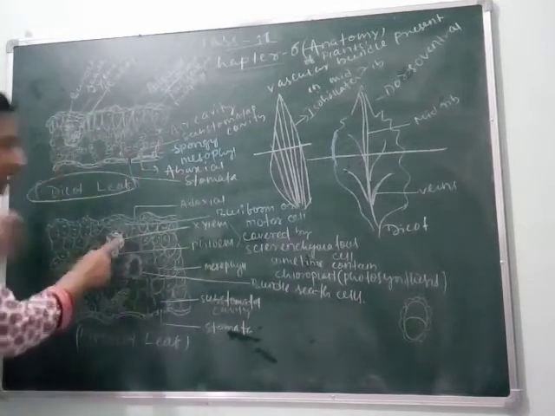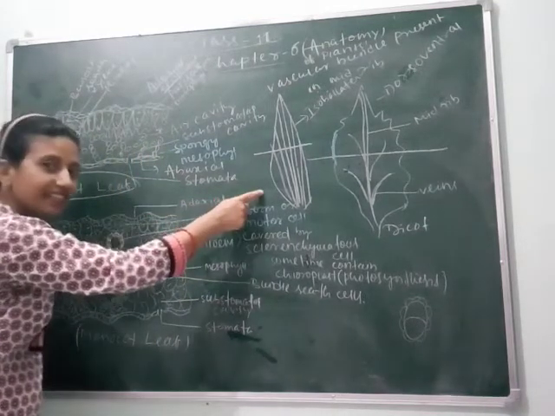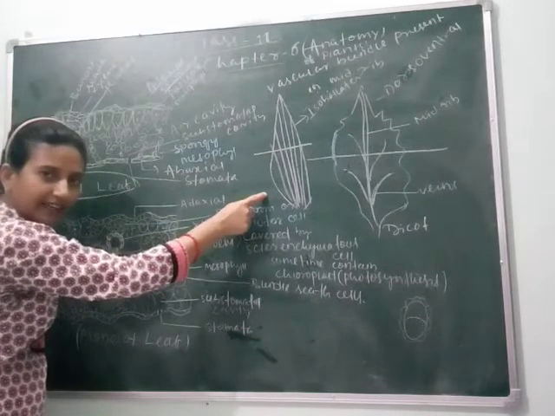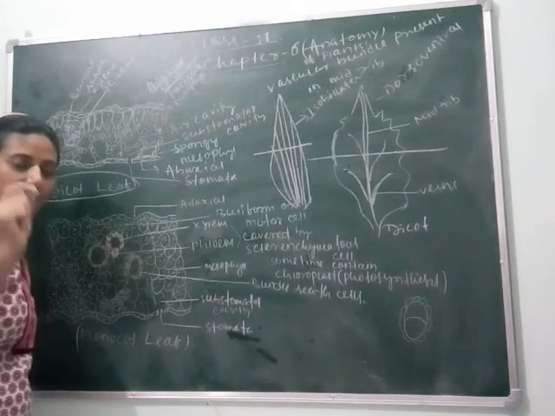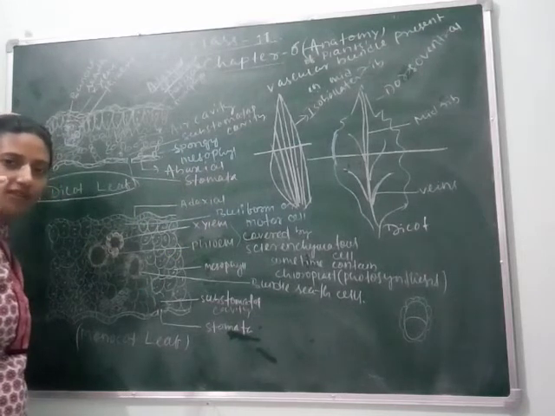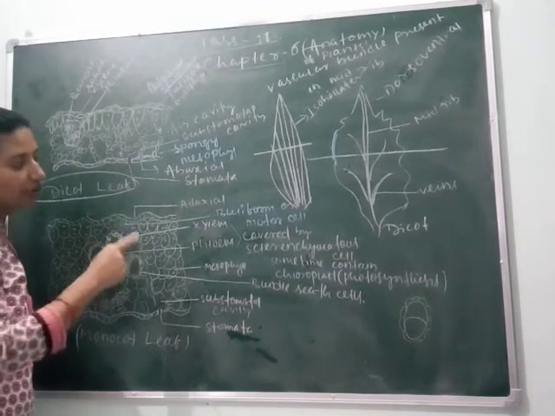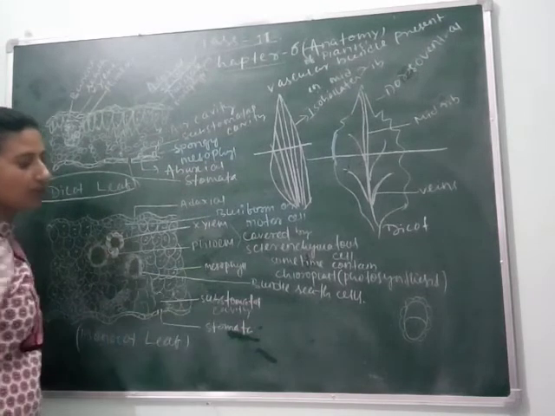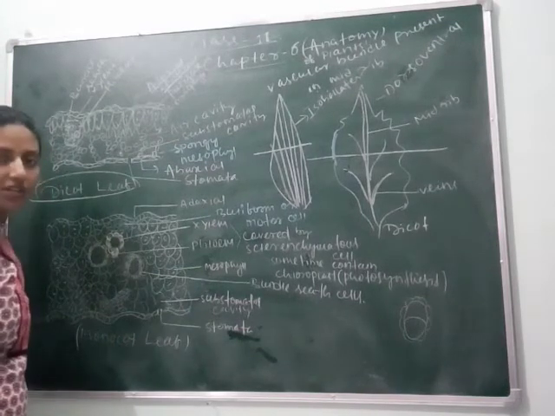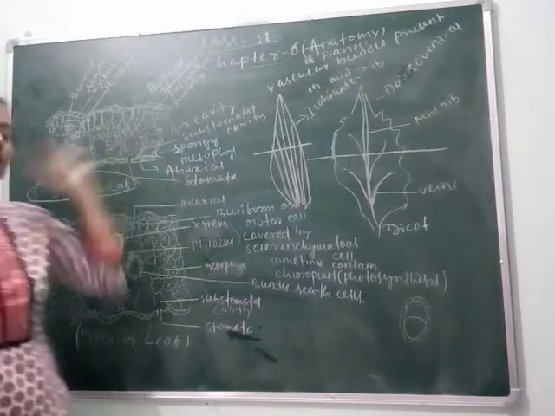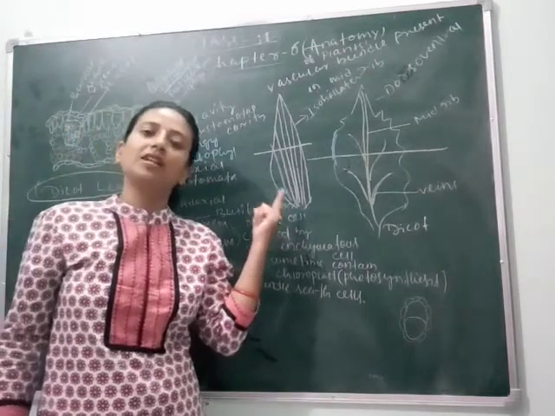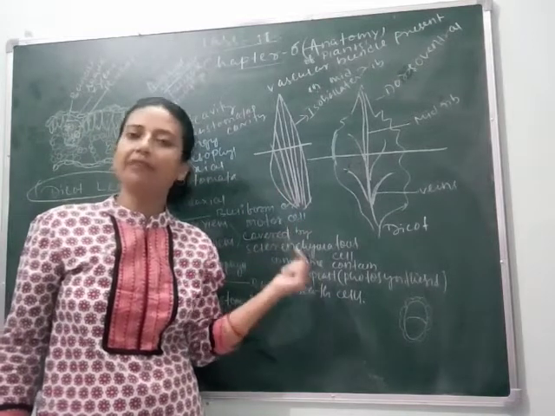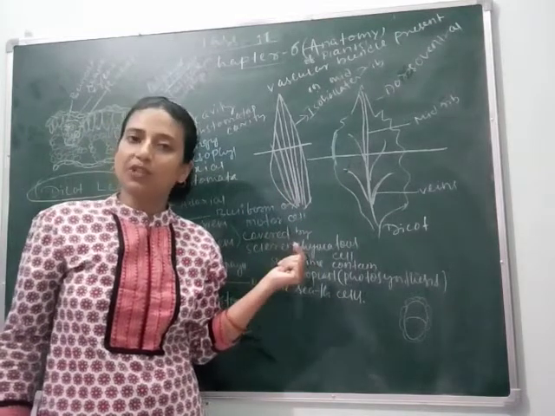But in case of monocots, as it is an isobilateral leaf, both sides are similar, so it contains the same kind of mesophyll cells, that is spongy mesophyll, or we can say spongy parenchyma. Why this type of arrangement? The question must arise: why in dicots does one side contain palisade parenchyma whereas the other side contains spongy parenchyma?